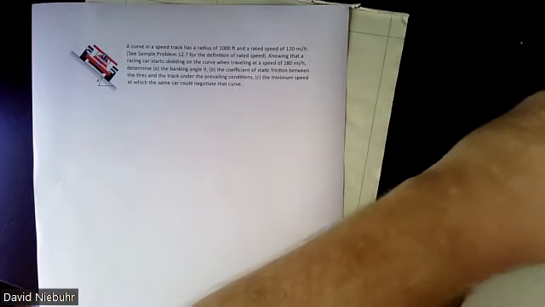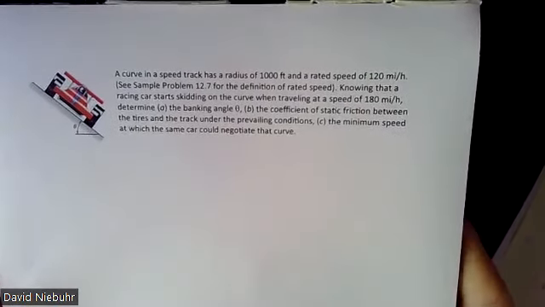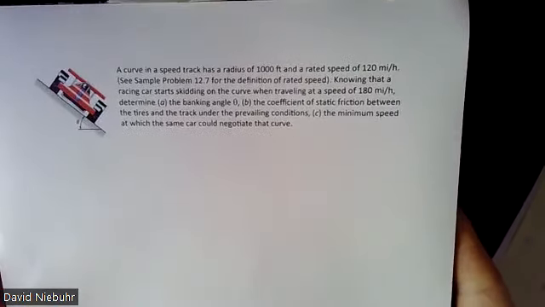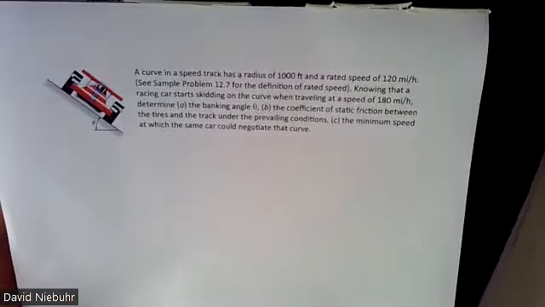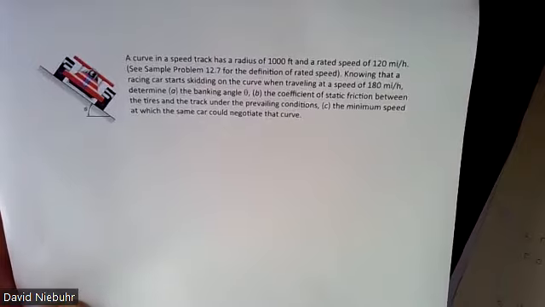So here's our problem. All right, so let's go ahead and hold it up. Okay, so a curve in a speed track has a radius of 1,000 feet. So we know rho is 1,000 feet. And it's rated for a speed of 120 miles an hour.